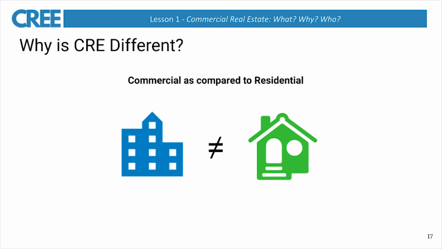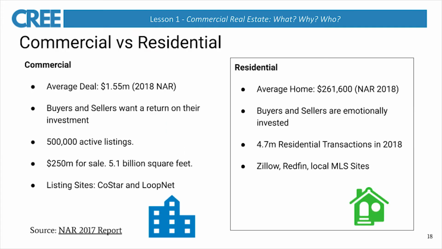So why is commercial real estate different? Why is it different as compared to residential? Let's talk about that. Let's talk about the average commercial deal versus a residential transaction. The average deal size in commercial is around $2.5 million from a sales standpoint. Buyers and sellers want a return on their investment.